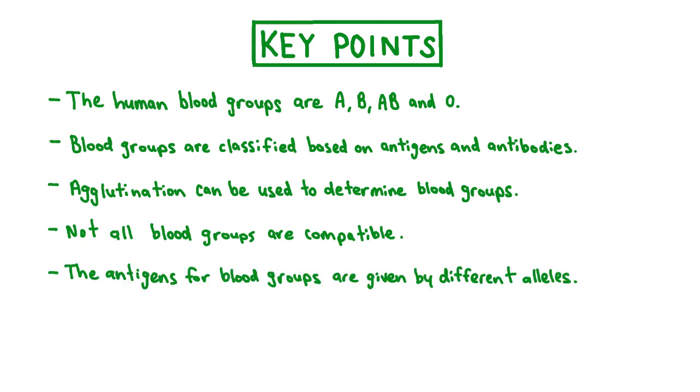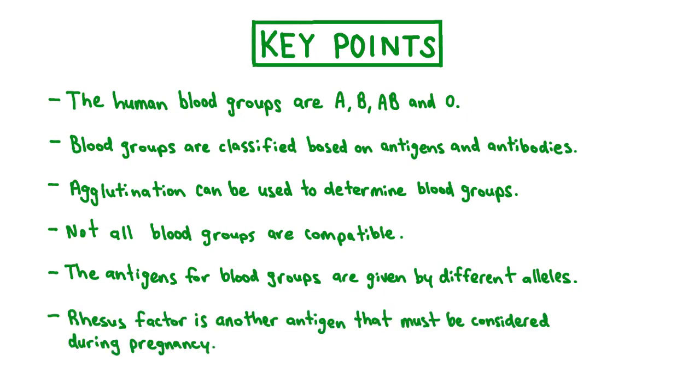The antigens for blood groups are encoded by different alleles which have a predictable pattern of inheritance. Rhesus factor is another antigen that needs to be considered during pregnancy and blood transfusions.